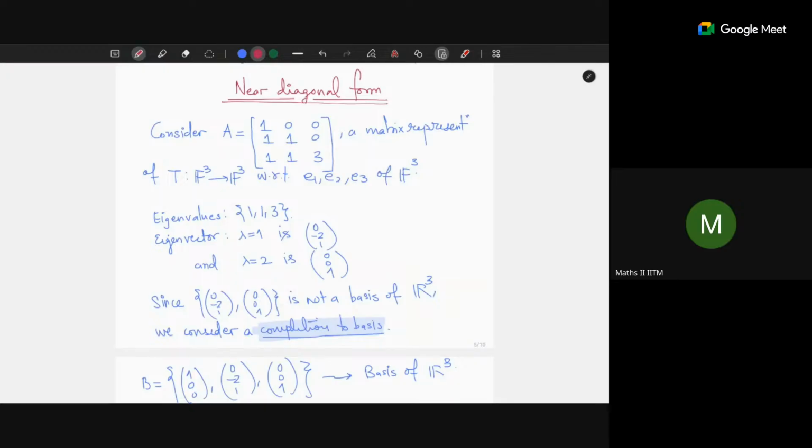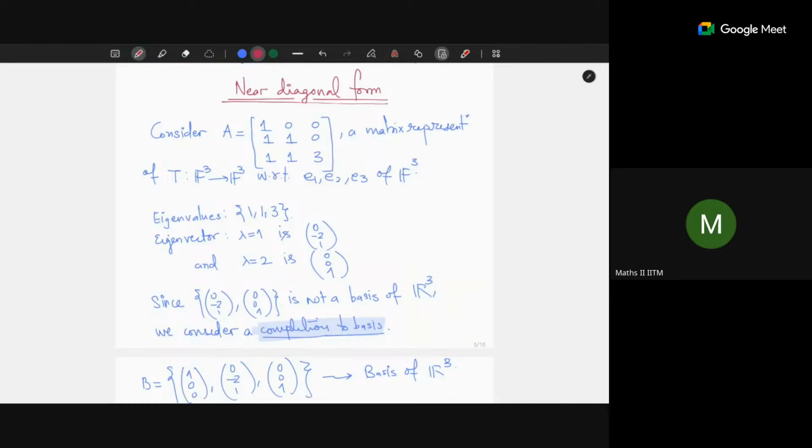What is a near diagonal form? It has fewer entries. It has diagonal entries and entries near the diagonal. So it is like a thick diagonal where you have non-zero entries, and the rest of the entries outside the thick diagonal are zero.